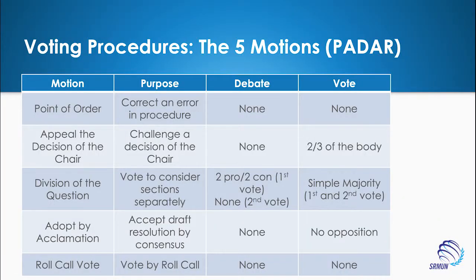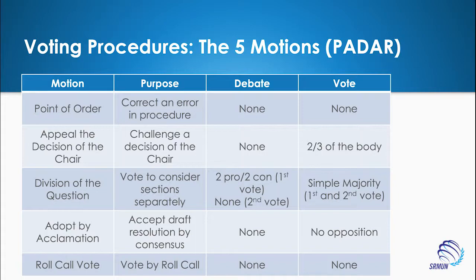When in voting procedure, there are only 5 motions that you can make. So the first one is point of order. That's just to correct an error in procedure. Say if someone misspeaks or something, that does not require any debate and no vote on it. The second is to appeal the decision of the chair, which is basically challenging a decision of the chair. There's no debate needed for this, but it is a 2/3 majority of the body to actually overturn.